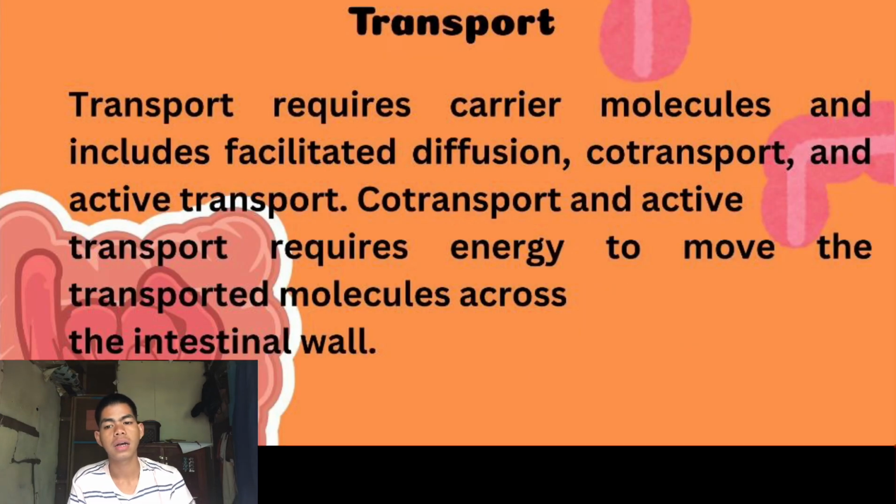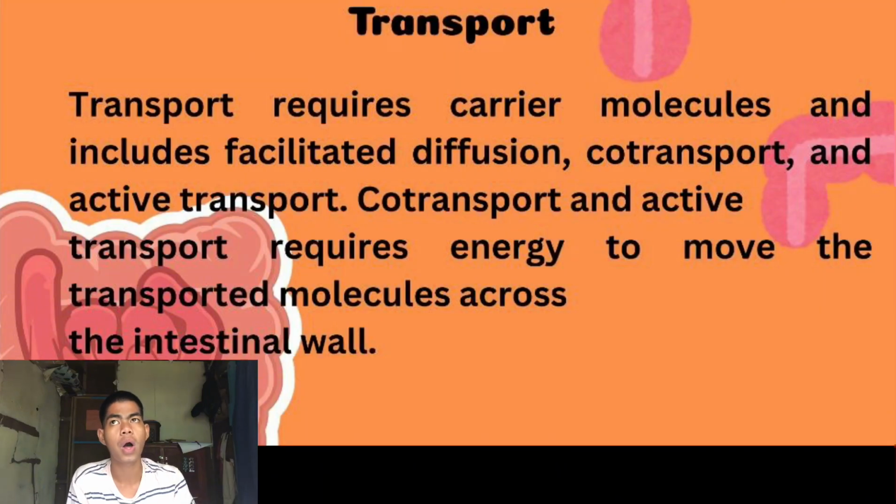Next, transport. The absorbed nutrients are then transported through the blood to all parts of the body. Transport needs carrier molecules, and it happens in three ways. The first is facilitated diffusion, which needs no energy. The next are co-transport and active transport, which need energy.